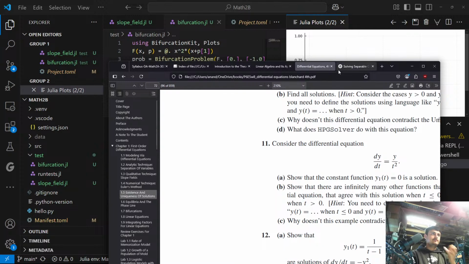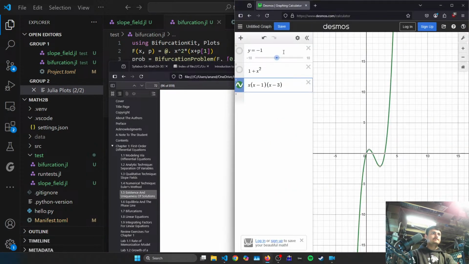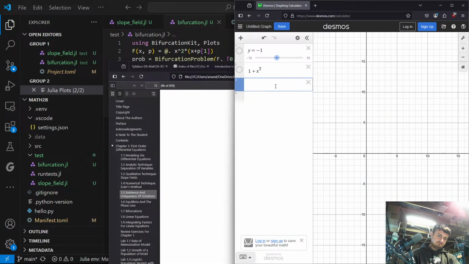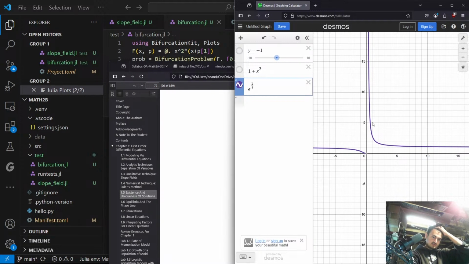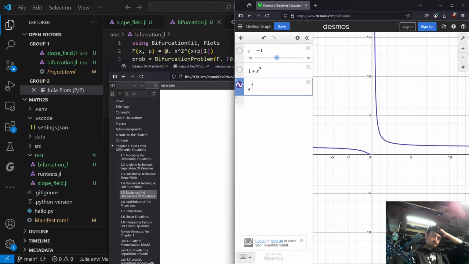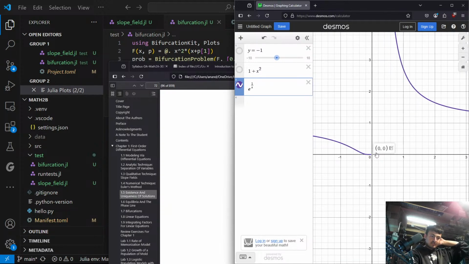Where did Desmos go? Right, that's okay. Wait, but it's not like that. It's like this. But the slope, yeah, because the slope is going to be negative, but the value is positive. No, and it actually goes like this. This is a weird function, man.